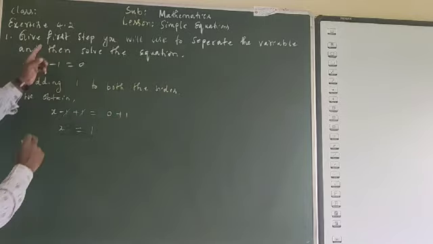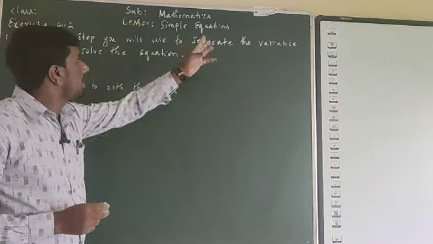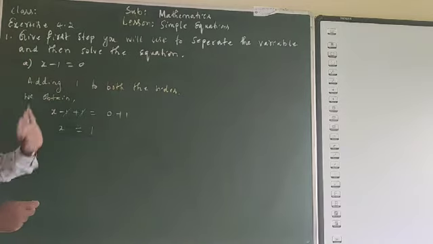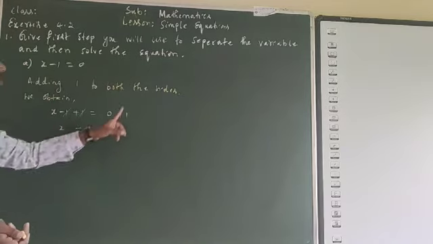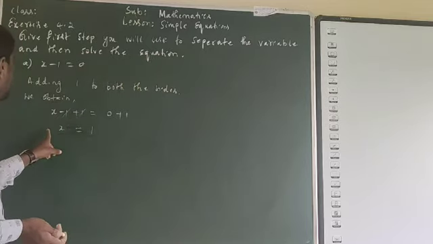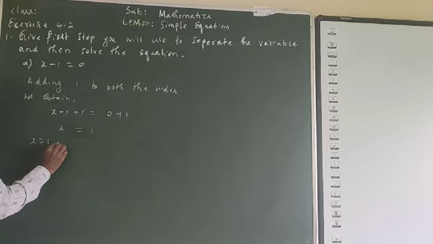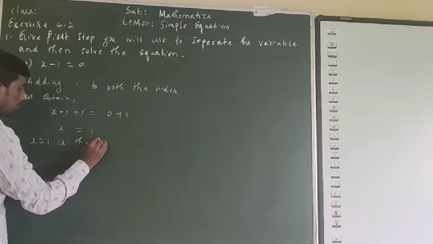Apart from the first question, the first step you will use is to separate the variable. What is the first step we are going to do? Adding 1 to both the sides. That is the first step we are going to do. What is the solution? X is equal to 1. To solve the equation, we find the solution. X is equal to 1 is the solution.